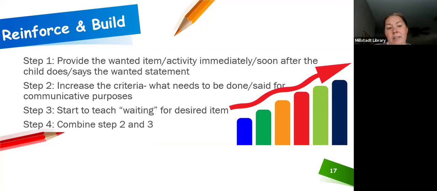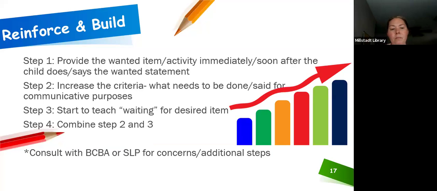And then we want to combine step 2 and 3. We want to increase the criteria: who they're talking to, what needs to be said or done for the communicative purpose, and then waiting for that item, again, to build a little bit of resilience within individuals so that gratification can be delayed. It is important to consult with a board certified behavior analyst or a speech language pathologist for any concerns with language and then additional steps or goals that someone would need to work on.